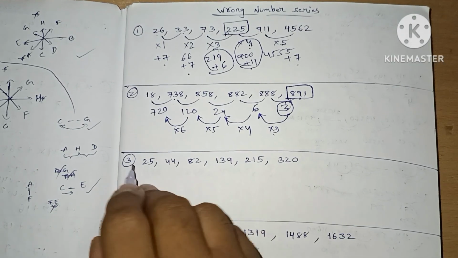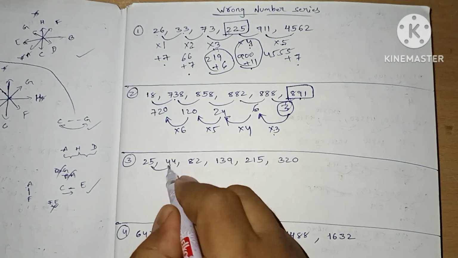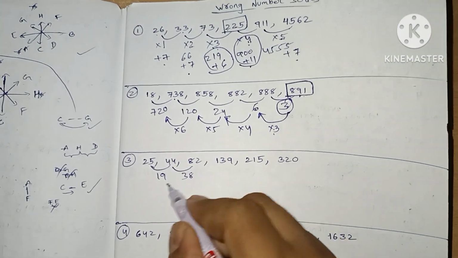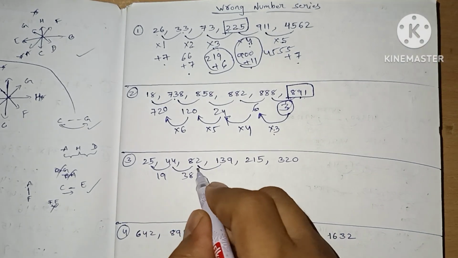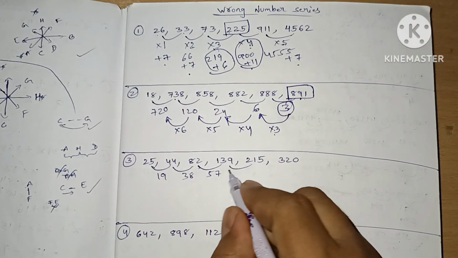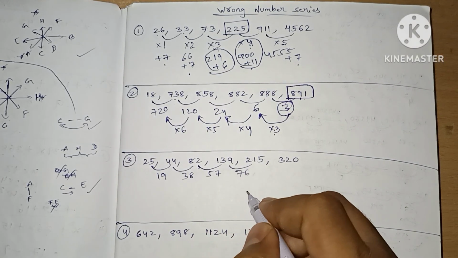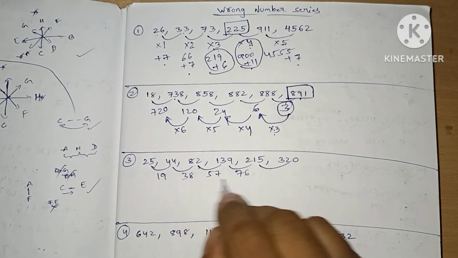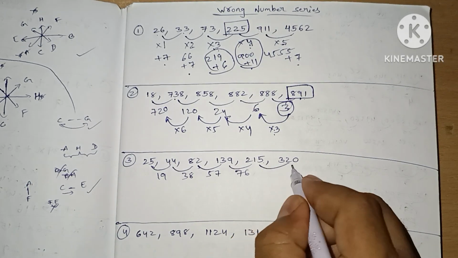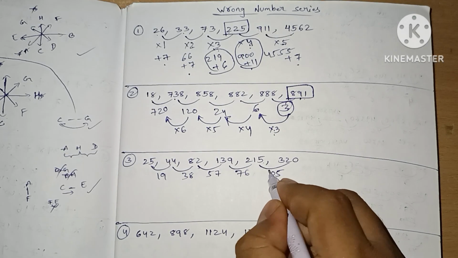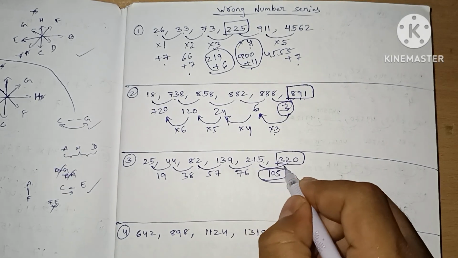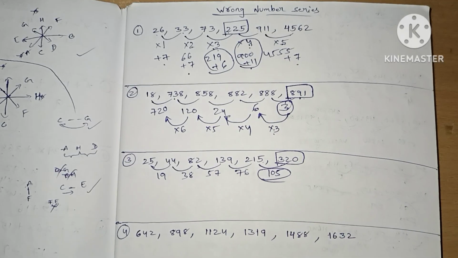These numbers vary slightly, so we'll go with the differences. Here the difference is 19. Here the difference is 38. Seems like the 19 table. Here the difference is 57. Here the difference is 76. Okay, these are the 19 table. So here the difference is 501, which is the wrong one. So the wrong one will be the last one, 320 is our wrong number.